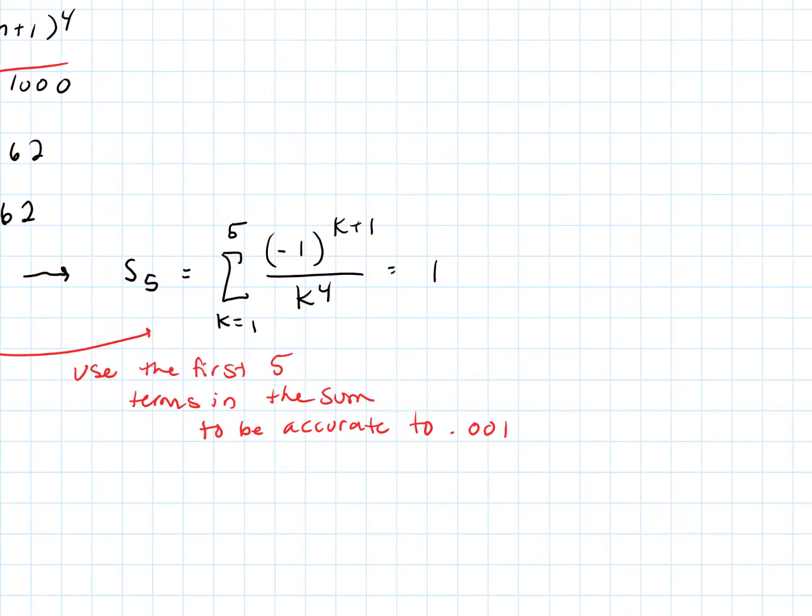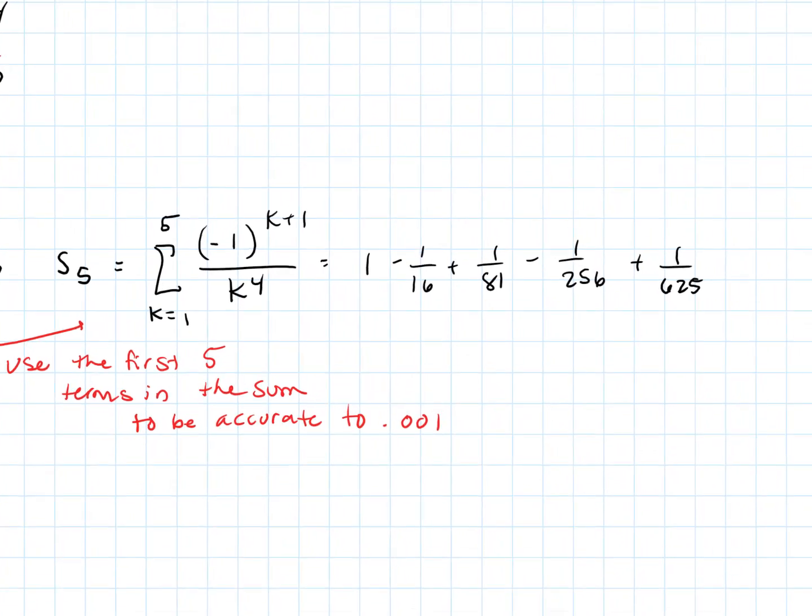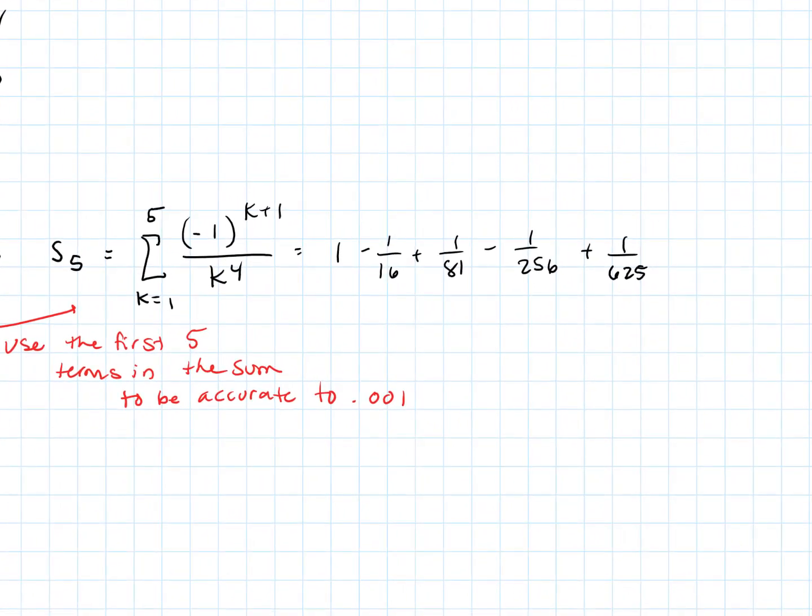Well, we already did this, so I'll jump through it really quickly. Of course, we did this in the first method. So this is 1 minus 1 over 16 plus 1 over 81 minus 1 over 256 plus 1 over 625. I don't have to go to the sixth term. That sixth term is actually giving me that desired accuracy. And so this is approximately 0.948, and that is accurate to 3 decimal places.